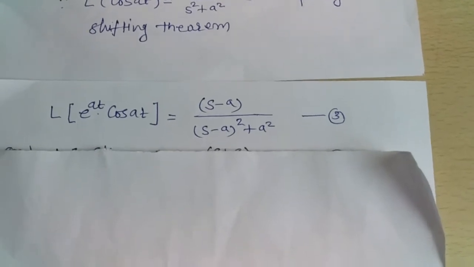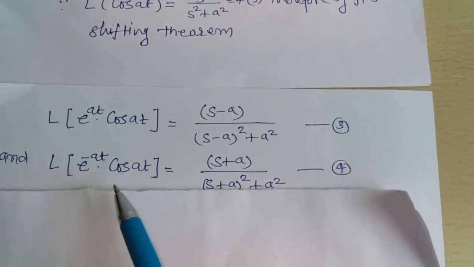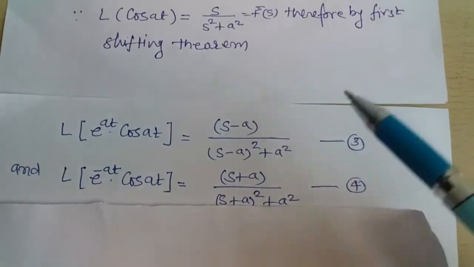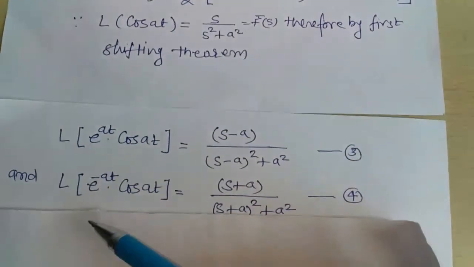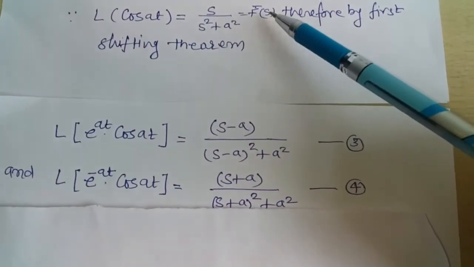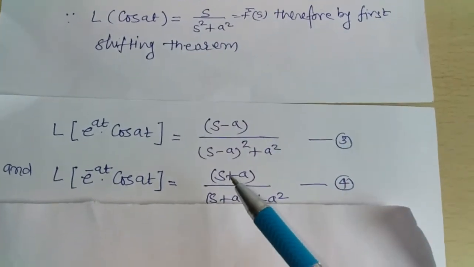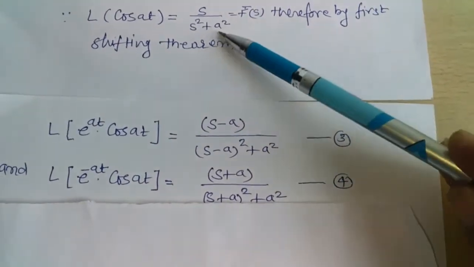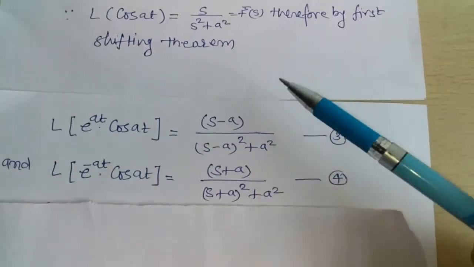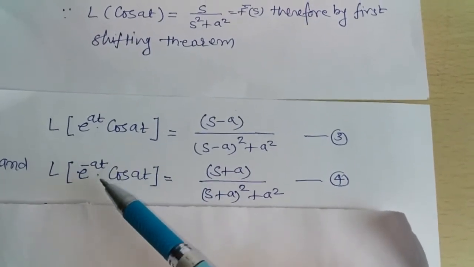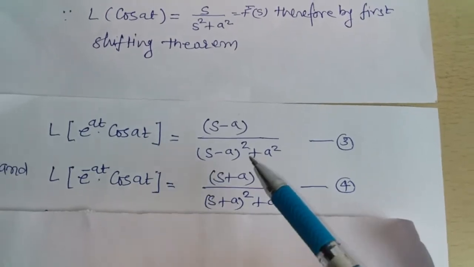Similarly, by the first shifting theorem, the Laplace transform of e raised to minus at cos at: here we have to replace s by s minus a. A is negative, so s is replaced by s plus a in f bar, and we get s plus a upon s plus a whole square plus a square. So these are the Laplace transforms of e raised to at cos at and e raised to minus at cos at using the first shifting theorem.